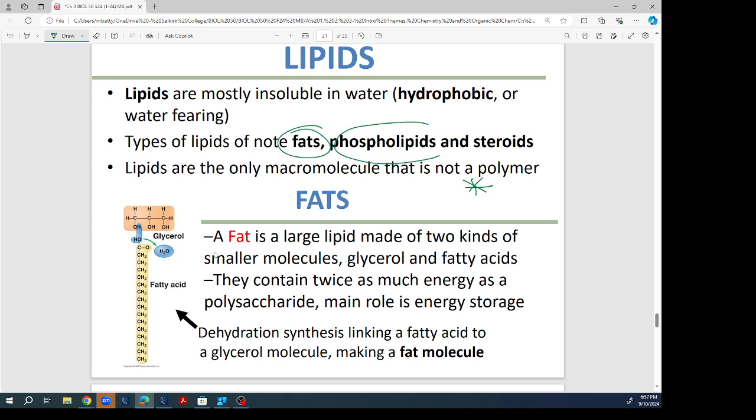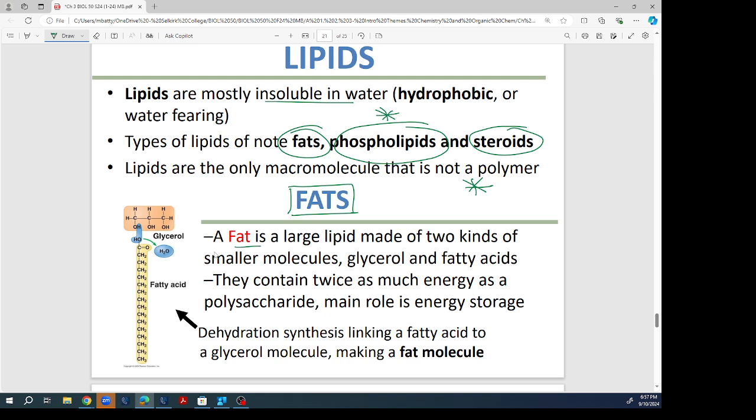There are phospholipids, which might be something new to you, but are very important. And then in the notes, it also talks about steroids. So lipids are mostly insoluble in water. They lack that real hydrophilic functional group that makes them soluble in water. So fats, as we think of, you might think of a triglyceride.